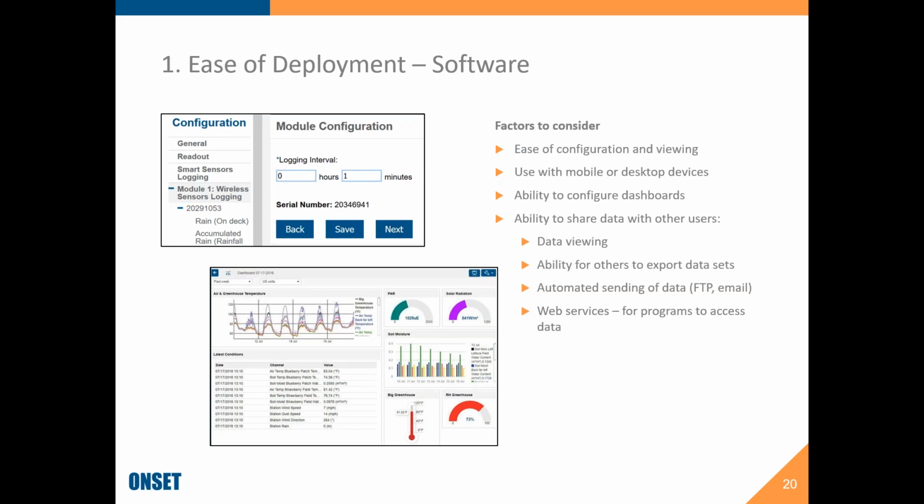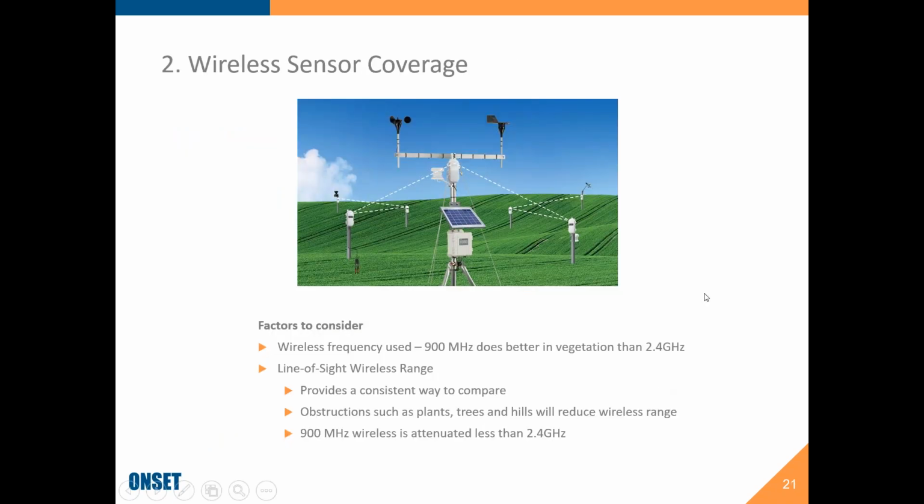So you want to make that easy to set up. You want to be able to allow users to view your data, sometimes that's called a public access feature, just to share dashboards that you set up, and the ability for others to export data sets from your stations, pick a date range and sensors that they're interested in and export that data. Automated sending of data through FTP or email is another feature you may want to look for. And web services. This is for your more advanced applications if you're trying to build it into a program. You may not quite be there yet.